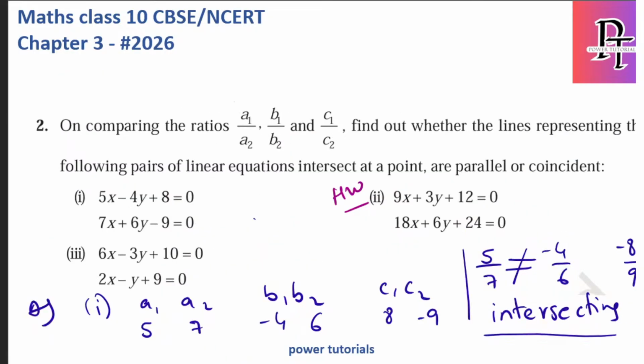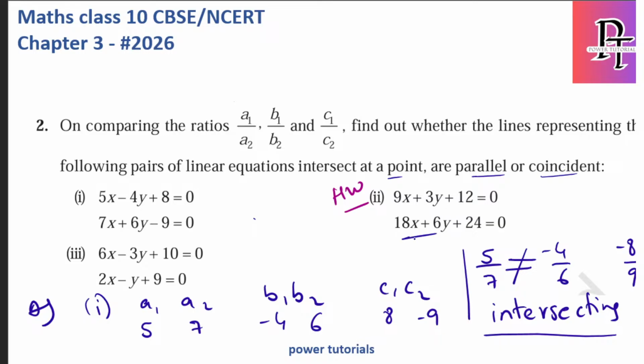Let's move to another question. Okay. On comparing a1, a2, b1, b2, c1, c2, find out whether the lines representing the following pairs of linear equations intersect at a point, are parallel, or coincident. So we need to just find a1, a2, b1, b2 and c1, c2, and then using the ratios you can figure out whether it intersects at a point, that is consistent; parallel, that is no points of intersection; and coincident means all the points are intersecting.